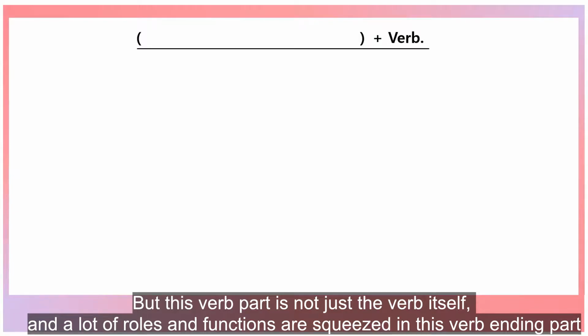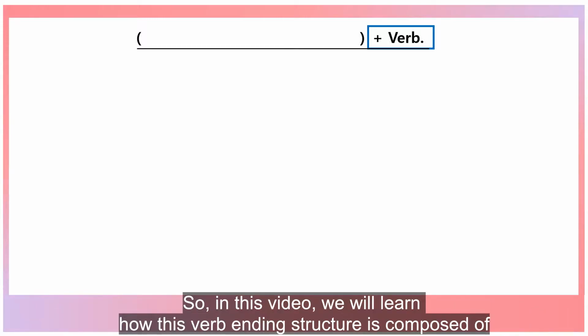You know, in a Korean sentence, the verb is at the end to complete your sentence. But this verb part is not just the verb itself, and a lot of rules and functions are squeezed in this verb ending part. So, in this video, we will learn how this verb ending structure is composed.